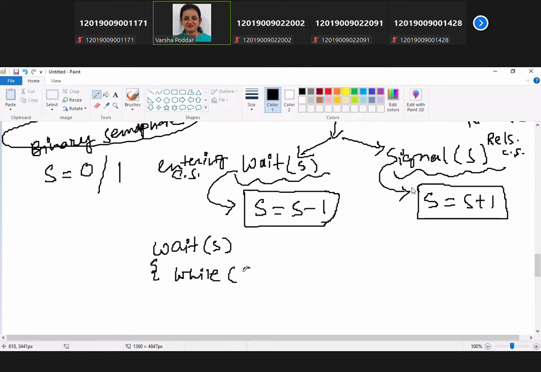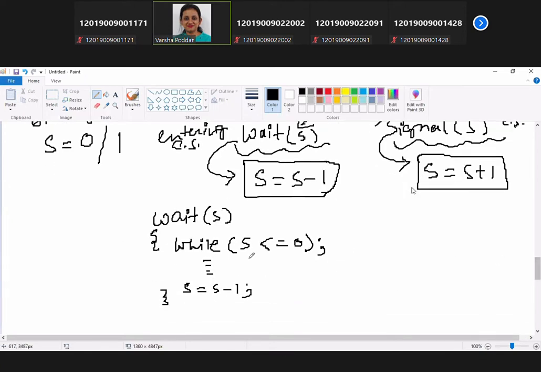While semaphore is less than equals to 0, we will do nothing, right? So here you can write else s equals to s minus 1. So if the value of s is less than equals to 0, that means it has reached the minimum level, we will do nothing. Semicolon means we will do nothing, right? Or else we will just reduce it by 1. This is what happens if you write wait s.